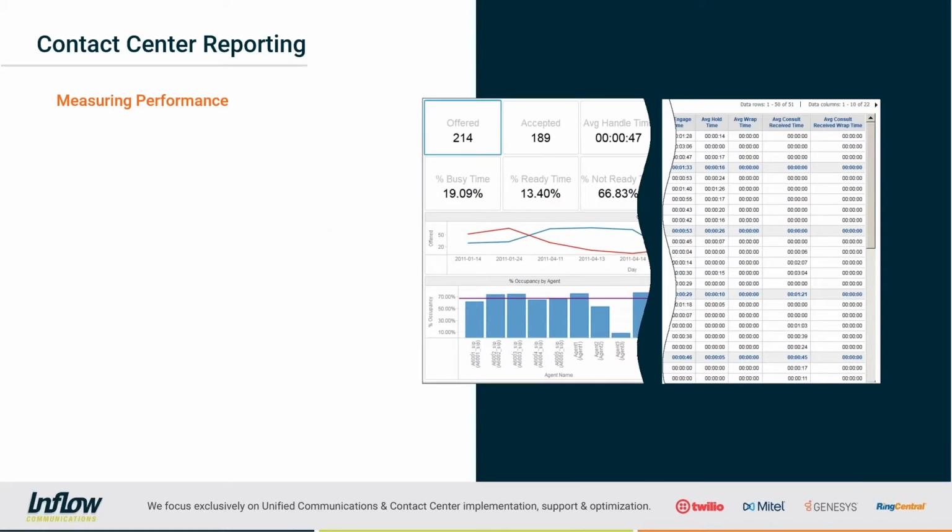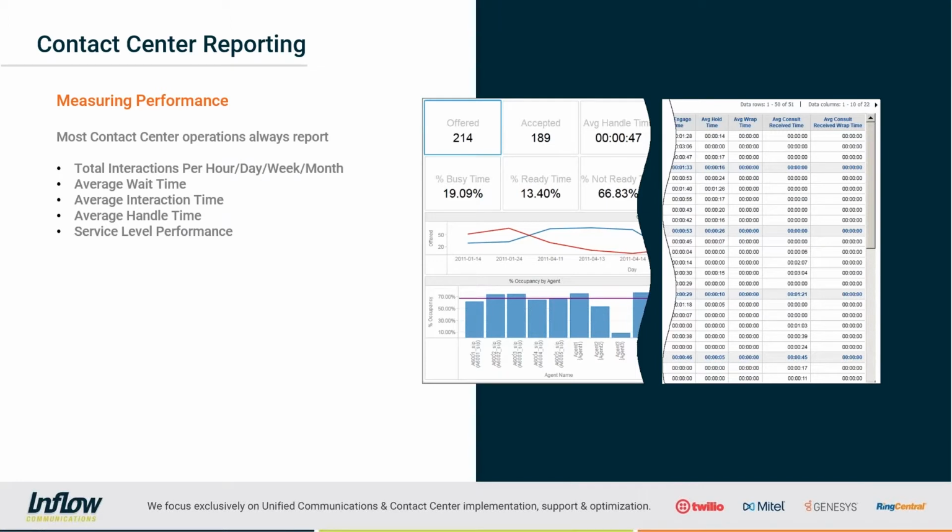So with that being said, for those of us that have been in the contact center for many years, contact center reporting has largely been the same throughout history, and it's usually used to measure performance from multiple levels. Most contact center operations always report these critical pieces of information: total interactions per hour, per day, per week, per month. It's not unexpected in that regard. Average wait time, average interaction time, average handle time, and service level performance, to name a few. Now, there's quite a bit more that is reported, but this gives us a view into what most people look at from a contact center reporting perspective.